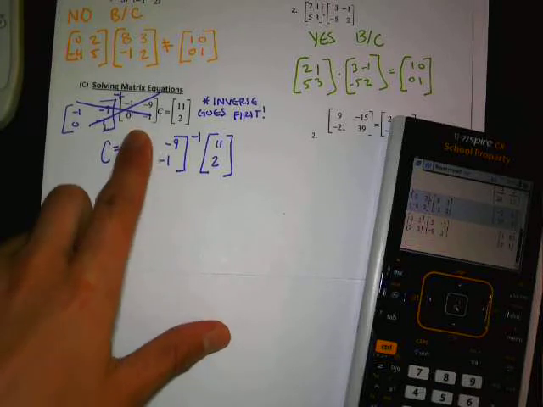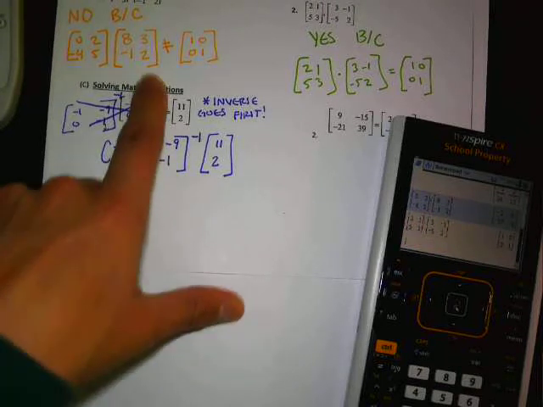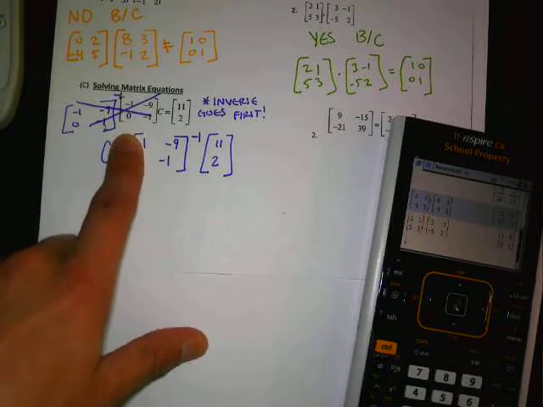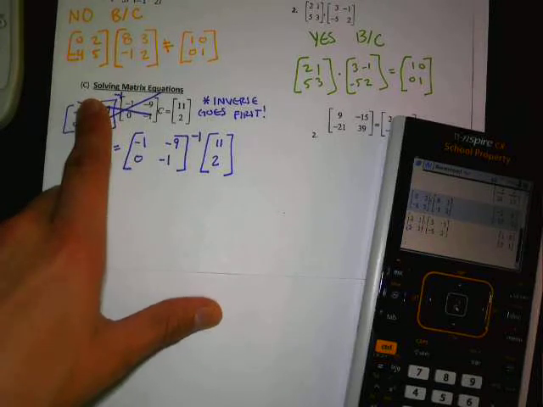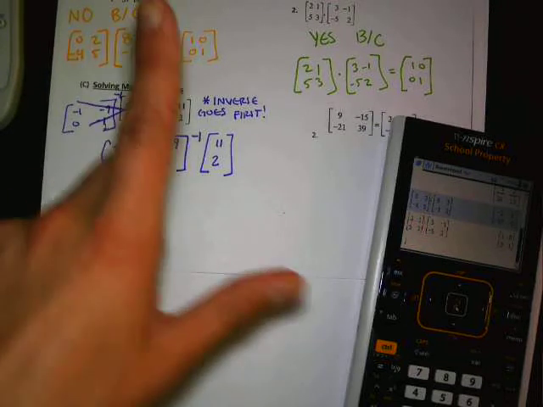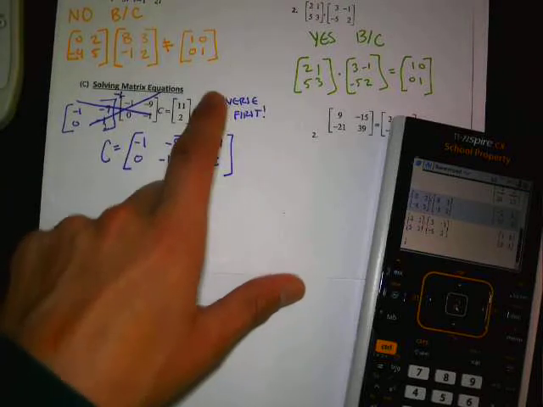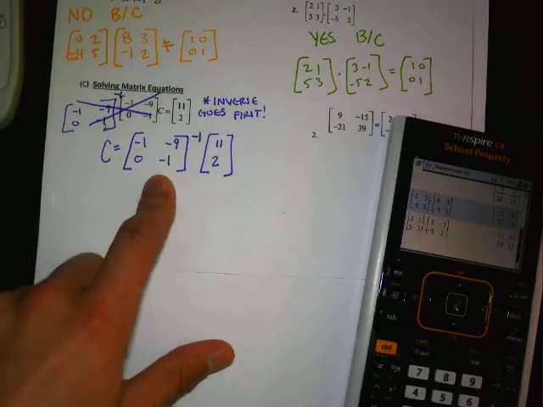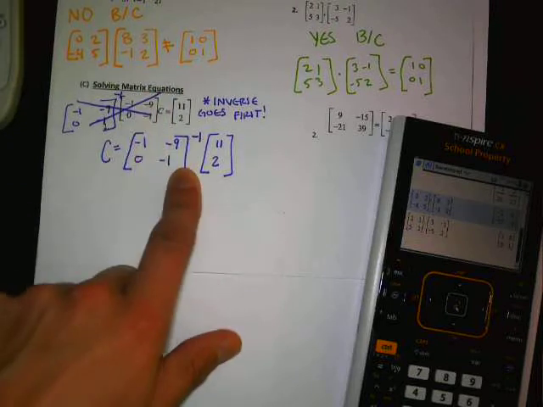So we're trying to get rid of this guy because it's with the variable. So we take the inverse and it goes away. And if we take it on this side, we also have to take the inverse on this side, which is why I wrote it down here. But the inverse goes first.